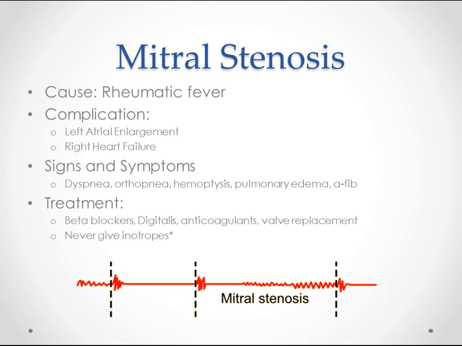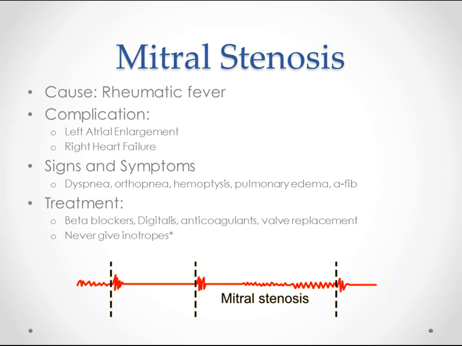So with these people, you see shortness of breath, you see orthopnea. In some cases, you get hemoptysis because of the pulmonary hypertension, and of course you get pulmonary edema. Atrial fibrillation comes with any time that you're going to enlarge the atrium. So we could have seen that with the mitral regurg as well.